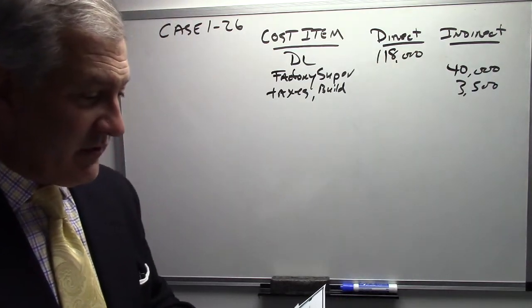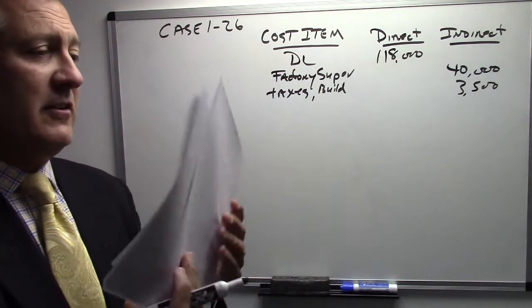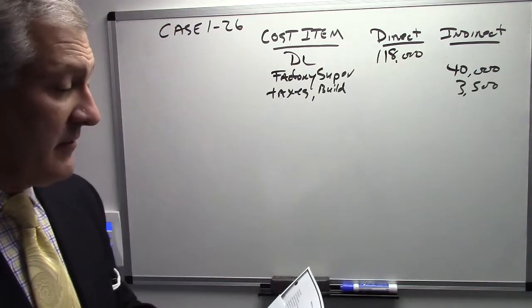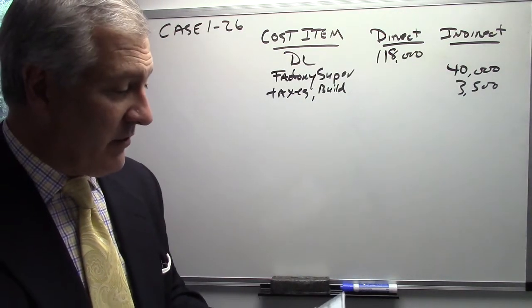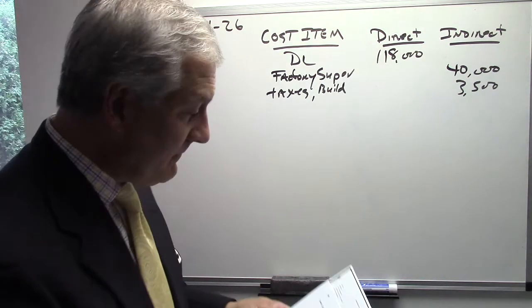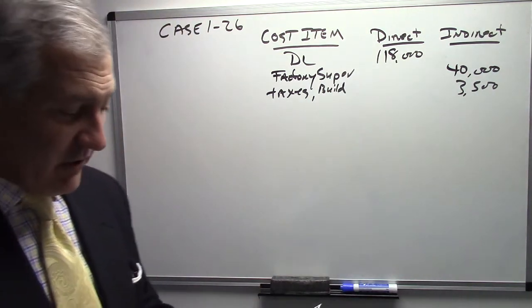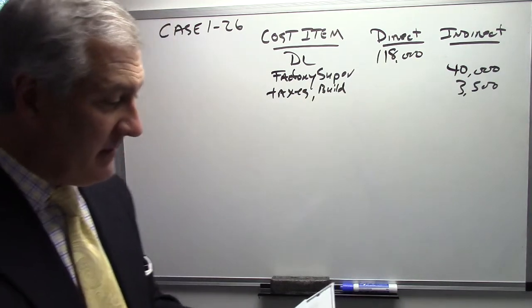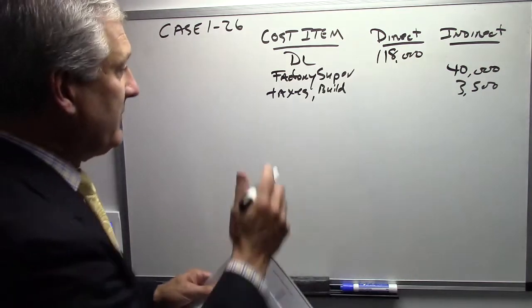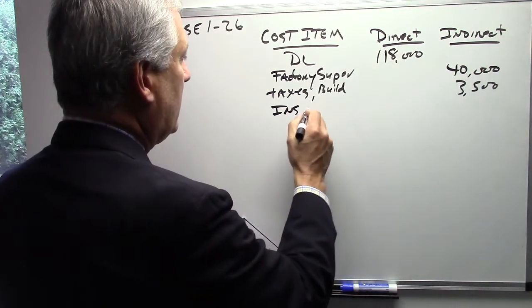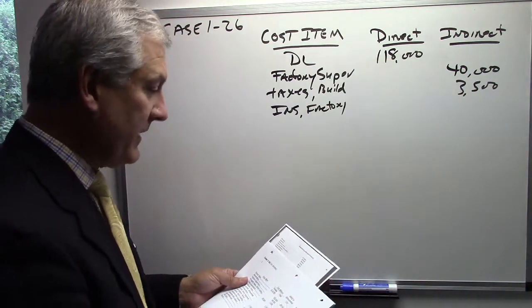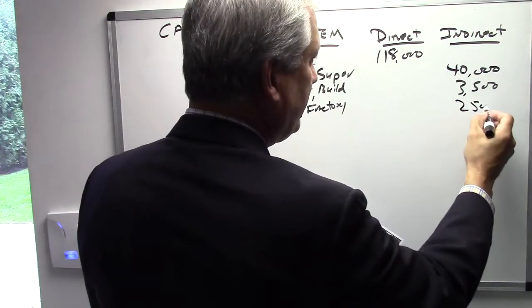Sales commissions of $80,000. That's not a manufacturing cost. That is a selling administrative cost. And it's also a fixed cost. So we're not even going to put it on my chart. Insurance for the factory. Operative word is factory. It's going to be a fixed cost, but it's also going to be one of those other factory costs. That's $2,500.